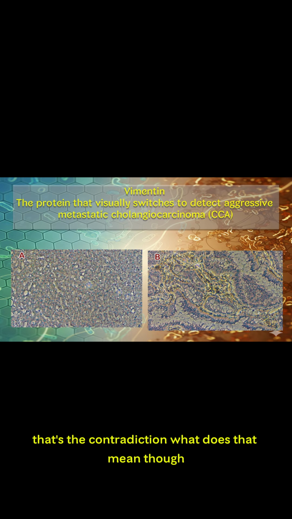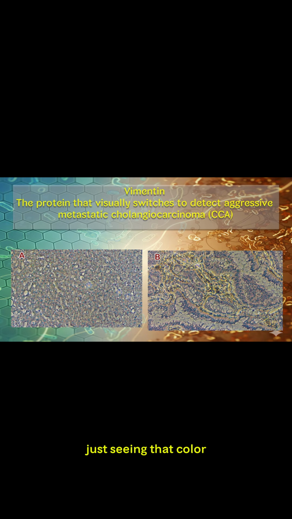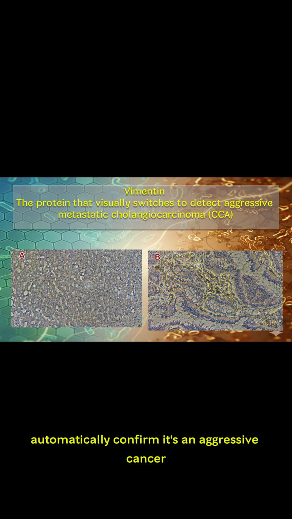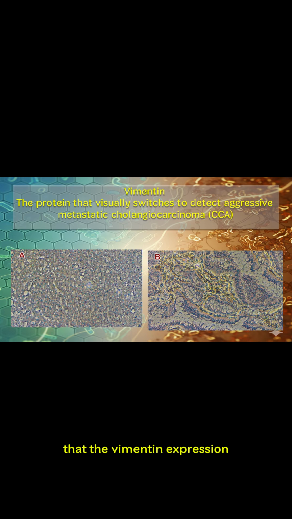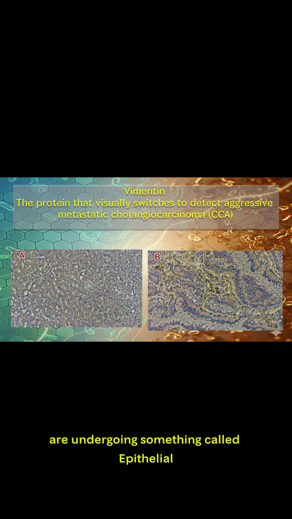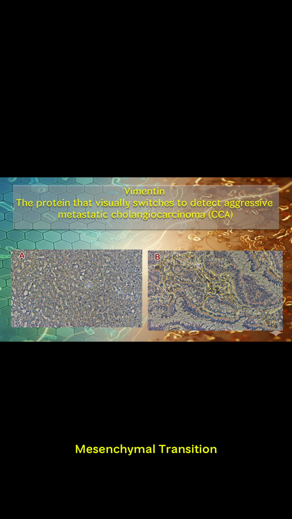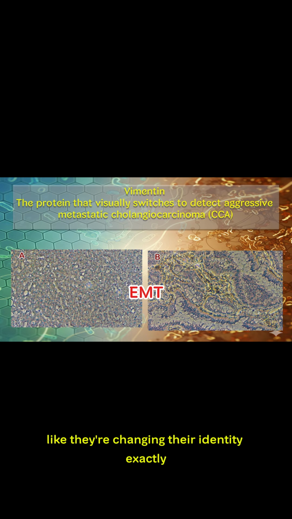What does that mean, though? Why would they do that? Does just seeing that color automatically confirm it's an aggressive cancer, or is there more to it? There's definitely more. And this points to something fundamental, that vimentin expression. It's a classic sign that these tumor cells are undergoing something called Epithelial-Mesenchymal Transition, EMT. EMT, like they're changing their identity.